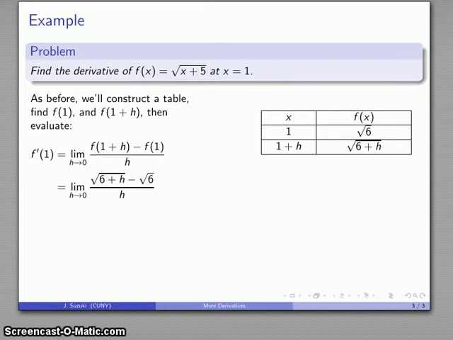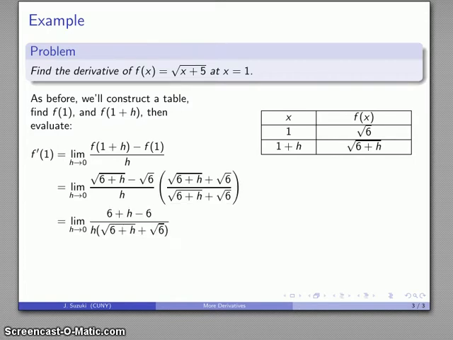As h goes to 0, the numerator goes to 0, the denominator goes to 0. It's an indeterminate form. And so I do some algebra, and some more algebra, until I get an expression that I can evaluate. As h goes to 0, this expression goes to 1 over square root of 6 plus square root of 6. And well, I can do a little bit of simplification there. That's 1 over 2 radical 6.